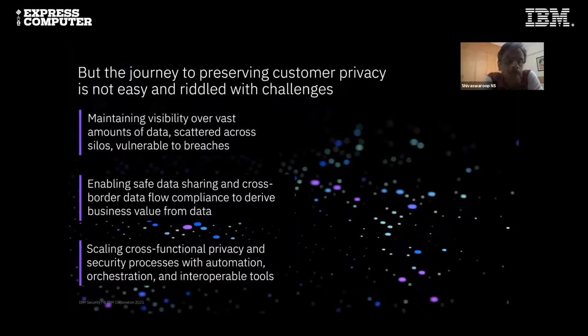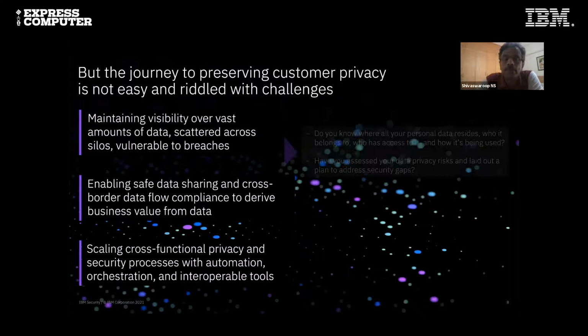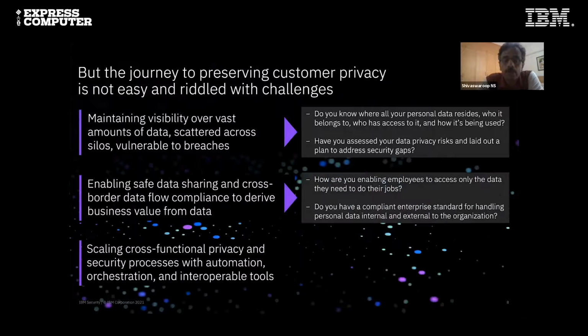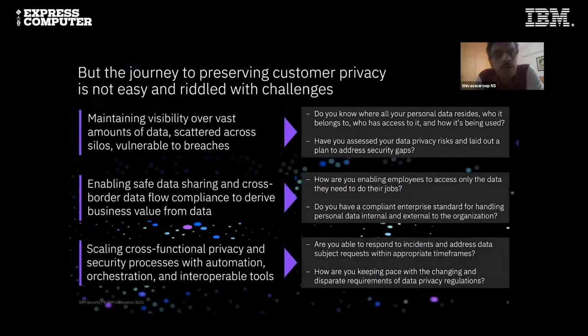Then the second key challenge is ensuring that there are the right controls to enable safe data sharing, safe data transfer, or safe data usage. And the third one is the ability to implement privacy controls and processes with enough automation and ability to respond. So these are the three primary challenges that we see with almost every organization, and I will talk a little more in detail on each of these.